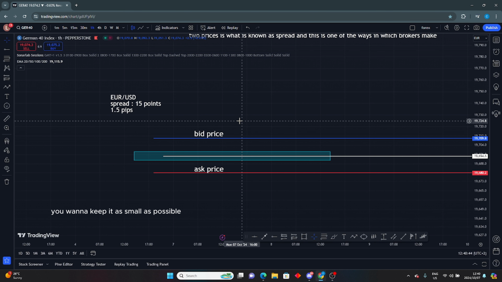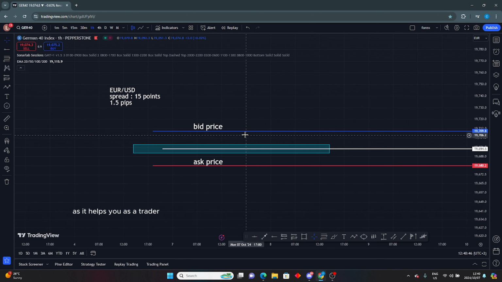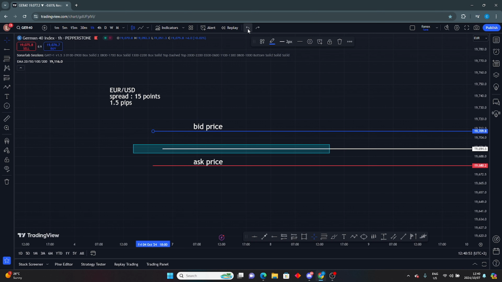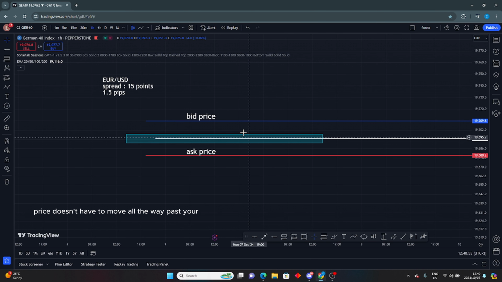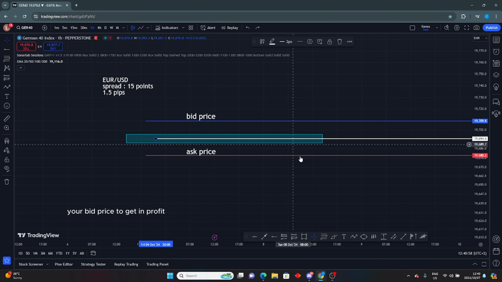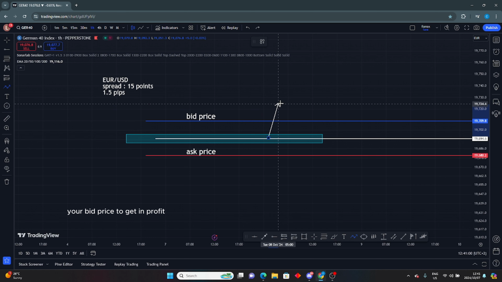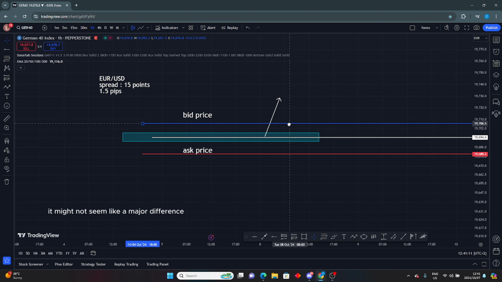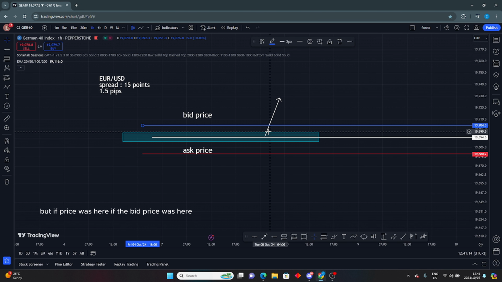Ideally, you want to keep it as small as possible, as it helps you as a trader. If this is smaller, let's say you had 1 pip, price doesn't have to move all the way past your bid price to get in profit. At the moment, price has to move all the way past it in order for you to be in profit. Yes, it might not seem like a major difference, but if the bid price was here, then you would be in profit a lot sooner.